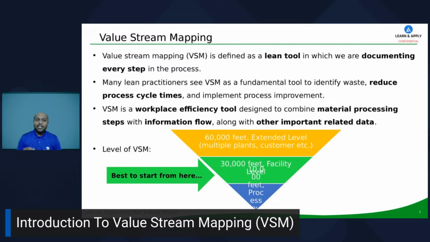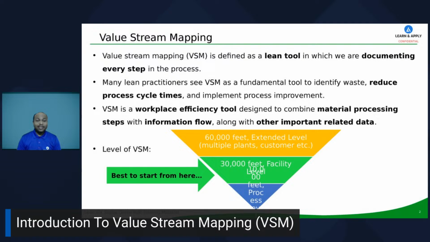Value stream mapping is a workplace efficiency tool, if you want to summarize it, which is designed to combine the material processing steps with information flow. So this is a combination of both material flow and information flow, along with other important related data. That is, what is the cycle time, what is the changeover time, and other important things that we are going to discuss.